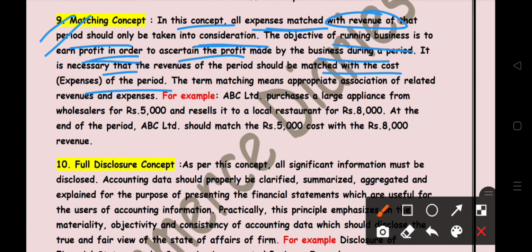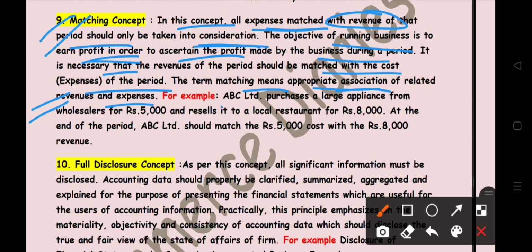We do business activity in a particular financial year or accounting period. At the end of the accounting period, we have to match our revenues with our expenses to ascertain an accurate profit, which shows a true and fair financial position of our business. The term matching means the appropriate association of the related revenues and the expenses. Let's see the example here.